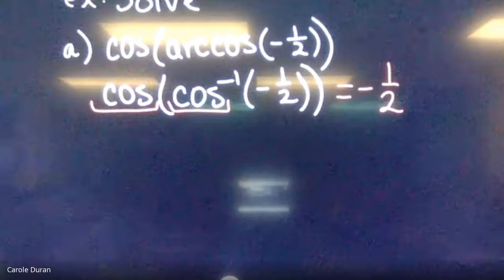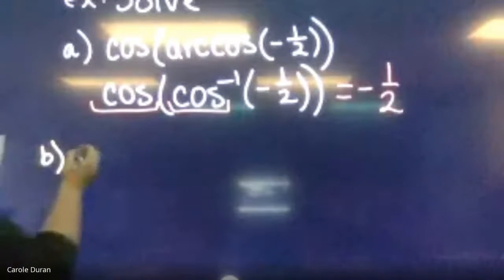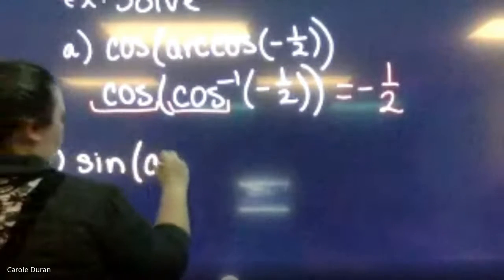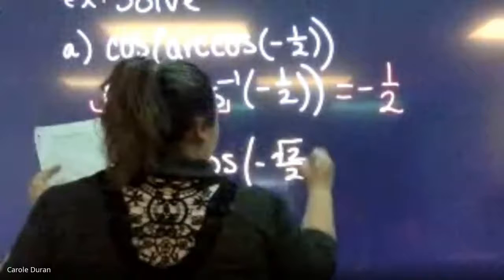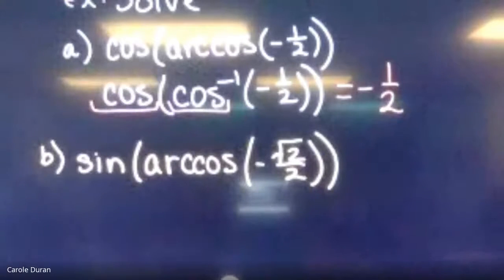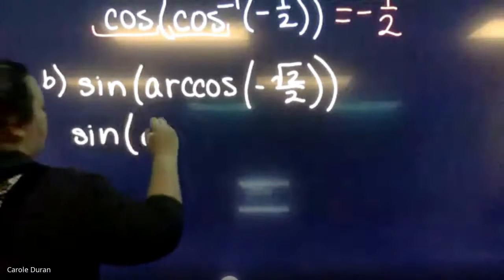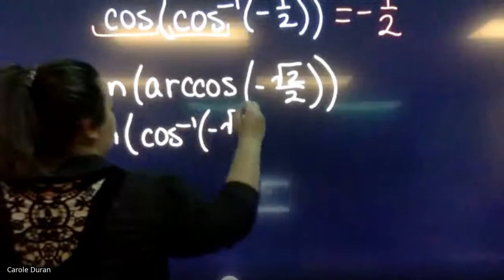So this is going to be example B. This is sine of arc cosine of negative square root of 2 over 2. Arc always means inverse. So this is the same as sine of cosine inverse of negative square root of 2 over 2.